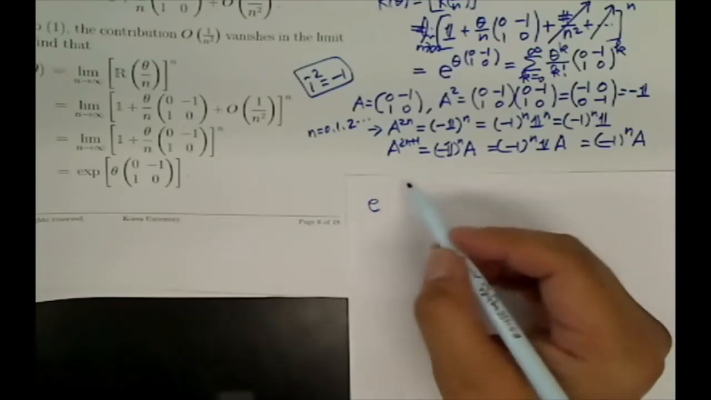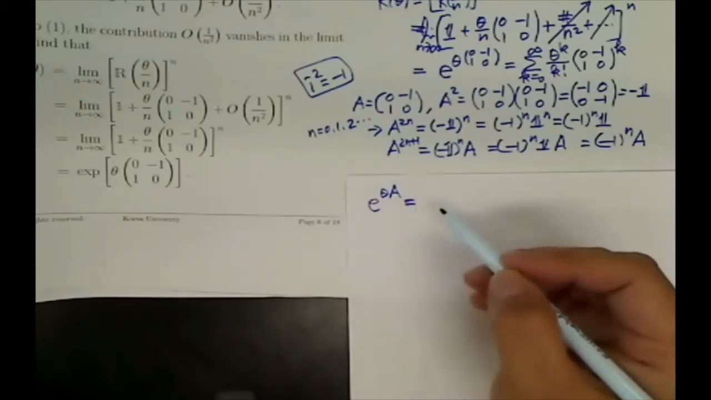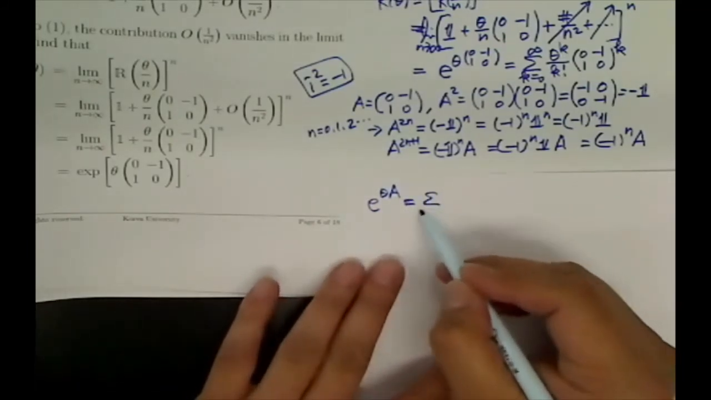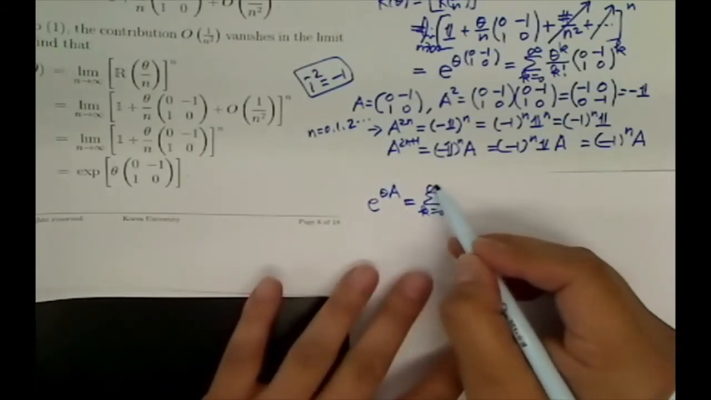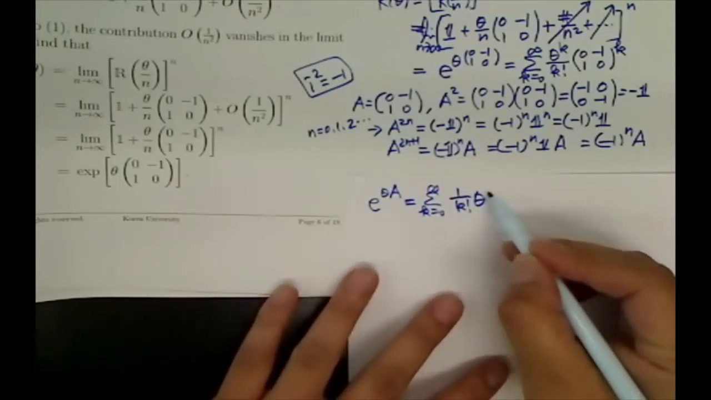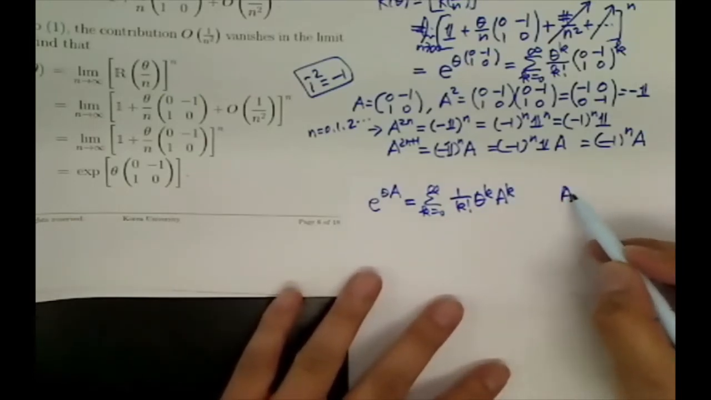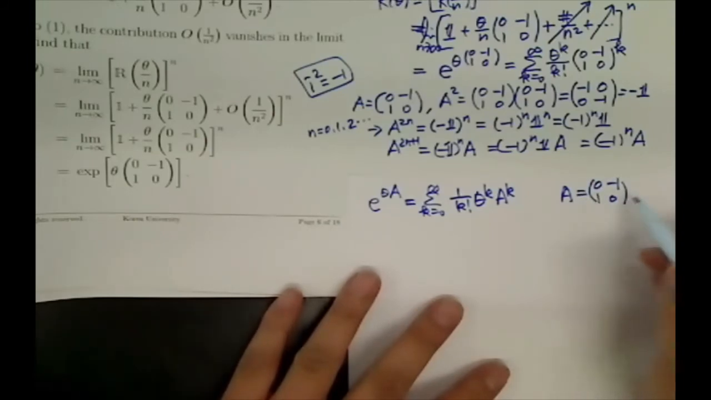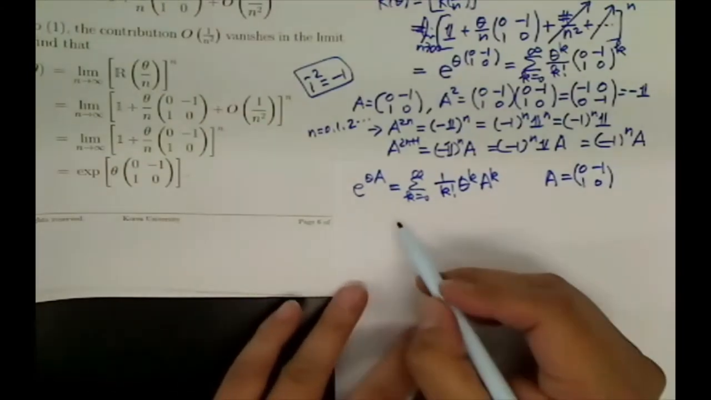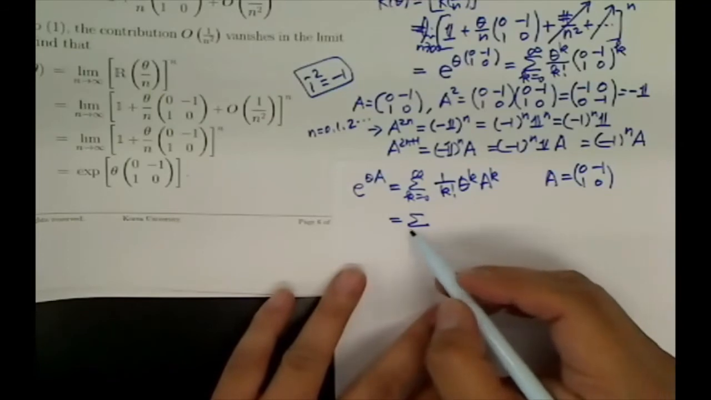Exponential of beta A equals the sum over k, 0 to infinity, of 1 over k factorial, A to the k, where A equals the matrix with entries 0, minus 1, 1, 0. Okay. I can divide this one into two pieces, even and odd.